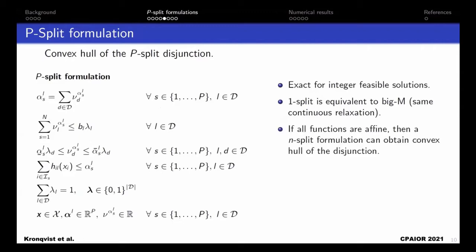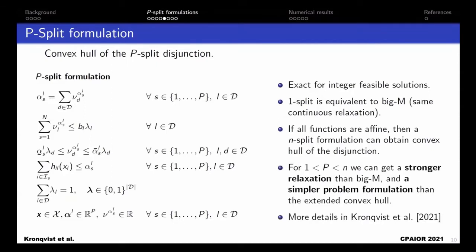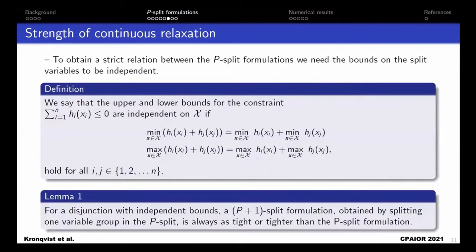And if all the functions are linear, and if we split the constraints into as many parts as there are variables in the disjunction, then we can obtain the convex hull through the Psplit formulation. But more interestingly, if we don't split the constraints all the way, but we split it into more than one part, then we can obtain a stronger relaxation than big M, but with a simpler problem formulation than the extended convex hull. To obtain a strict relation between the strength of different Psplit formulations, we need to assume that the bounds on the split variables are independent.